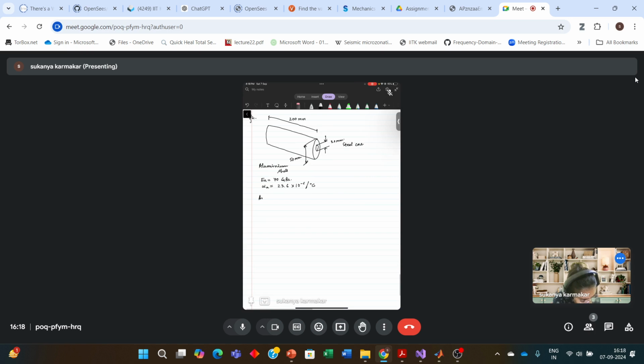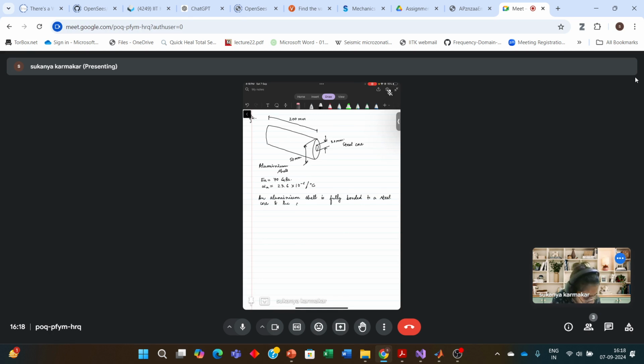So an aluminium shell is fully bonded to a steel core, and the assembly is unstressed at a temperature of 20 degrees Celsius.